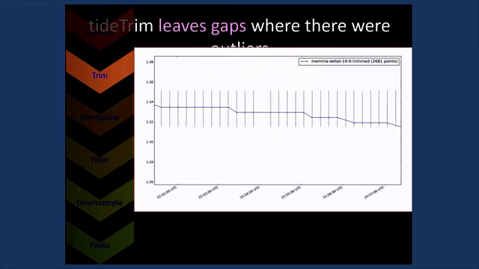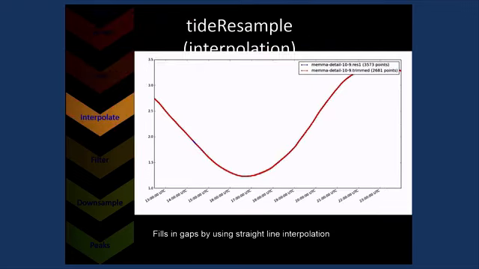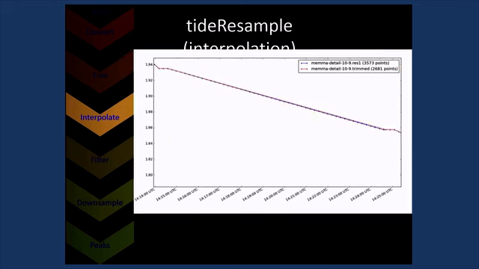So this is just to demonstrate again the missing data points. Now tide resample. This is how to fill those spots. So this is how we do it, and this is what the result will be. I'm using a straight line interpolation. So that's the last real data point. This is the next real data point, and then these are all the points that I filled in using a straight line.